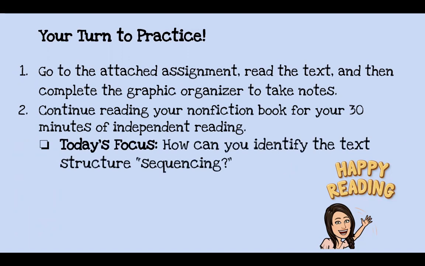What are those key words that you're hearing that you know that's probably sequencing, and are things in order from beginning to end that it makes it obvious that it's a sequencing text structure. So good luck on your assignment, and we'll do the next text structure next time.